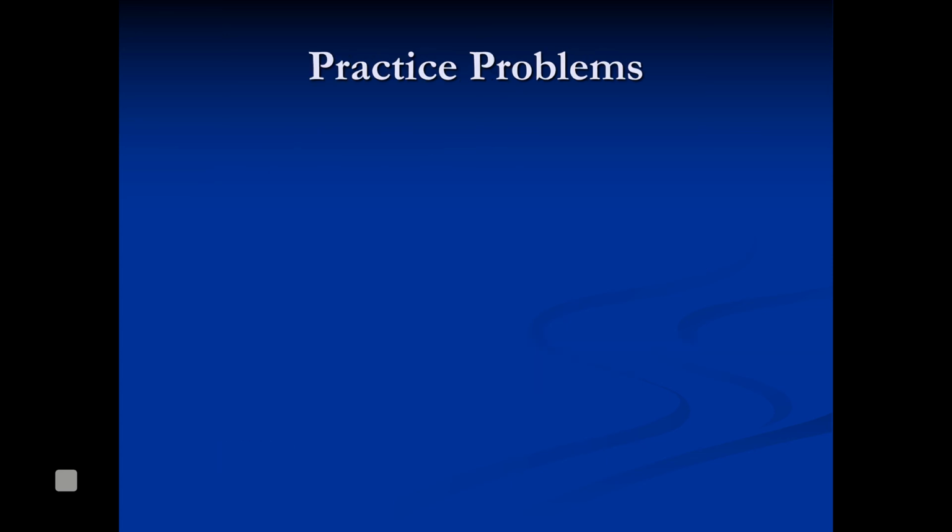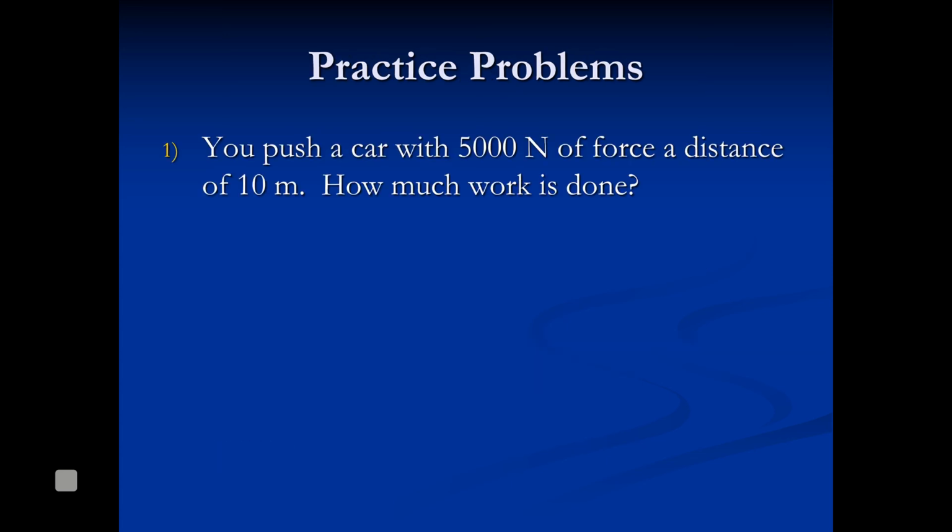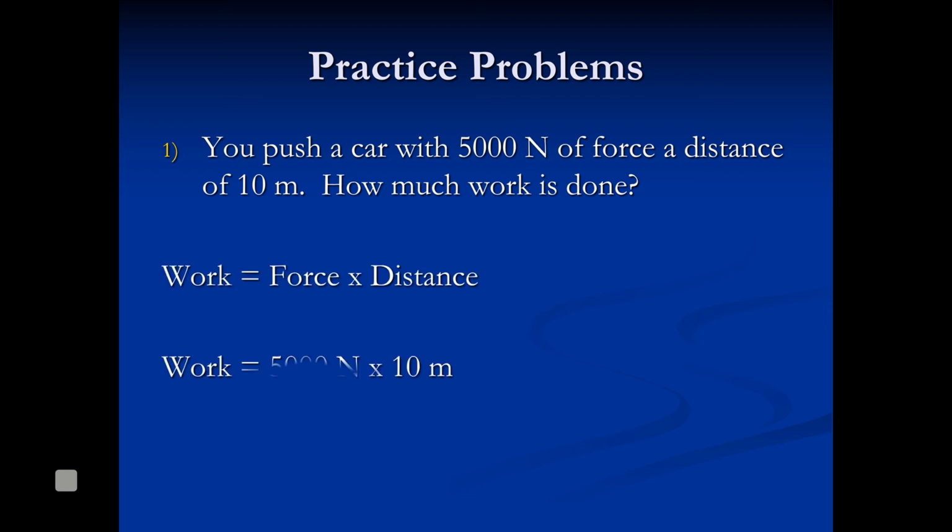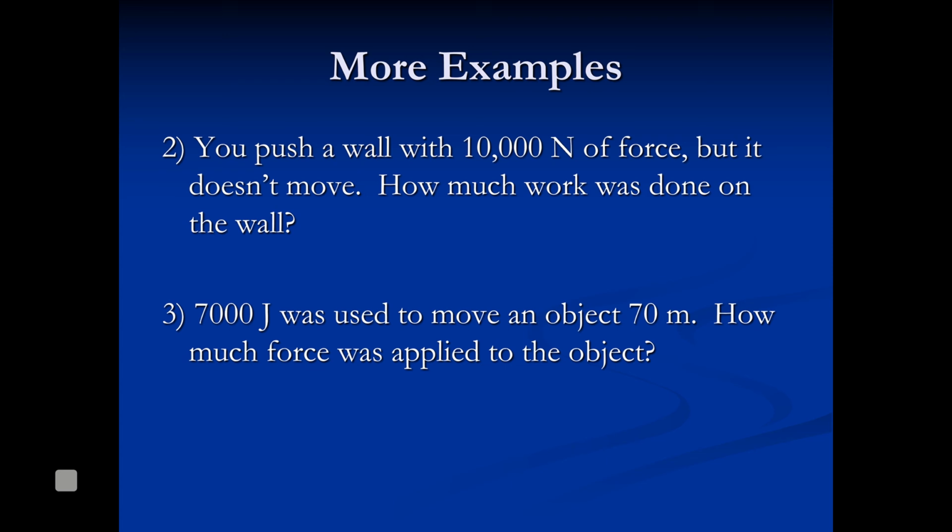Work is in joules. So if we do a practice problem real quick: you push a car with 5,000 newtons of force a distance of 10 meters, how much work is done? When you're given a word problem like this, don't worry about whether it's in the same direction. It's in the same direction, so we just do force times distance, 5,000 times 10. You are putting in 50,000 joules of work to make that car move 10 meters. Done. You push a wall with 10,000 newtons of force, but it doesn't move. How much work was done on the wall? The answer is 0. You don't do anything.